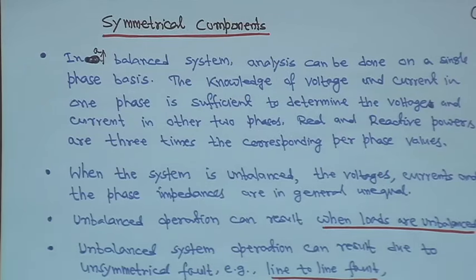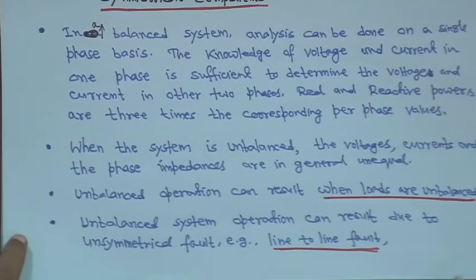So, generally a balanced system analysis can be done on a single phase basis, that we have seen also for the 3 phase fault. The knowledge of voltage and current in one phase is sufficient to determine the voltage and current in the other 2 phases, because it is a balanced system. Real and reactive powers are 3 times the corresponding per phase values. That is for a balanced system, but when the system is unbalanced, the voltages, currents and the phase impedances are in general unequal. So, unbalanced operation can result when loads are unbalanced.